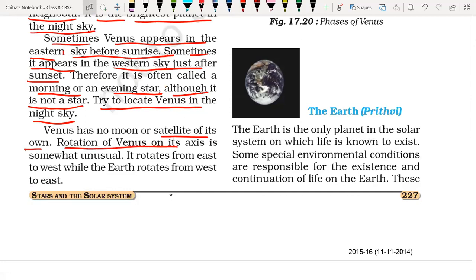Rotation of Venus on its axis is somewhat unusual. It is not straight, it is inclined at some angle. It rotates from east to west while the earth rotates from west to east. Just remember, it is just opposite. The rotation of Venus is just opposite to the earth.